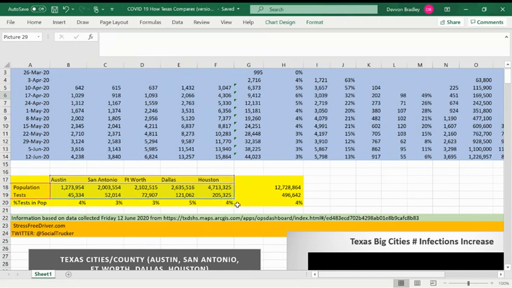The thing I didn't do in the chart was actually show what percentage of the population in those counties is testing, that the amount of tests is compared to the population. Okay, so we got almost 500,000 tests with a little over 12.7 million people in all those 5 counties.